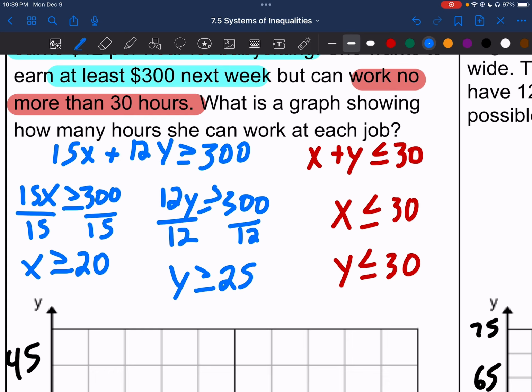And she has to be a maximum of 30 hours. So on both axes for the red one, it'll be at 30. Now let's take a look at the graph that I've done already.